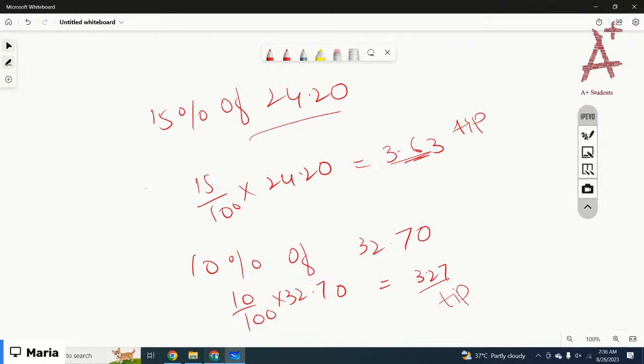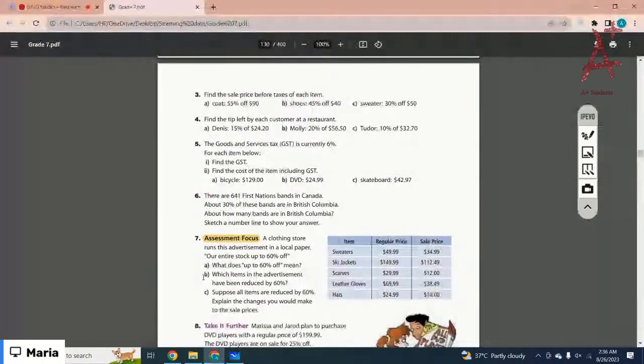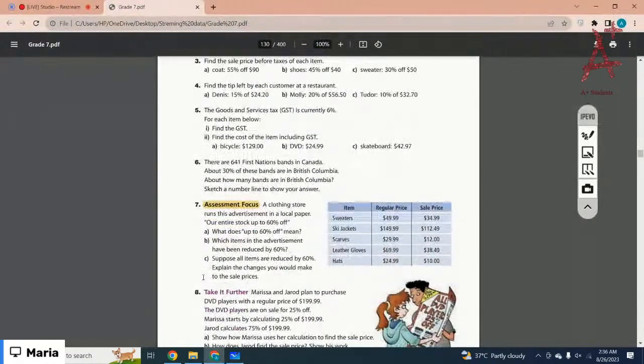Okay, let's just calculate question number 5. That is the goods and services tax is currently 6%. For each item below, find the GST, find the cost of item including GST. Okay, bicycle is $129. You have to calculate GST first, 6%, right?